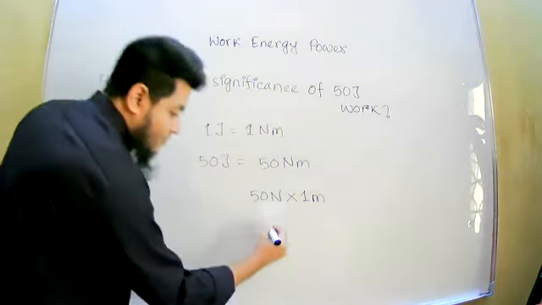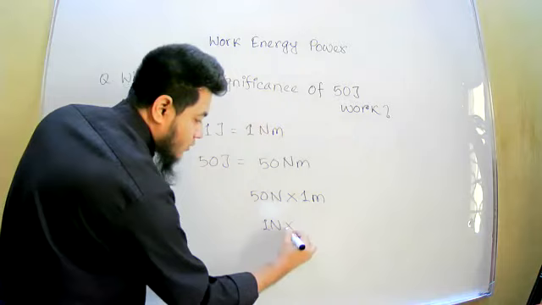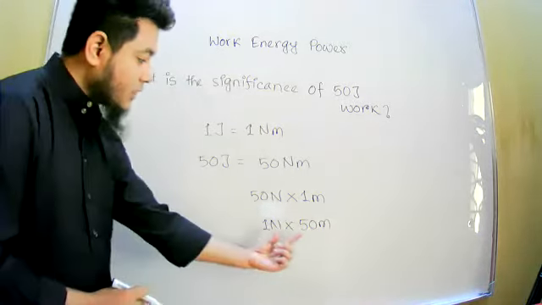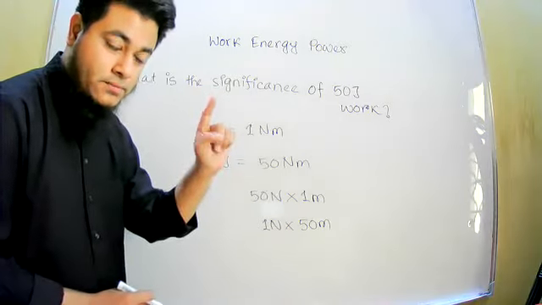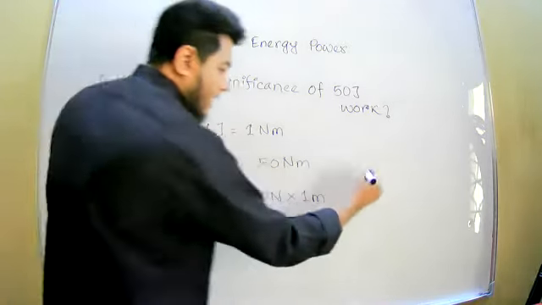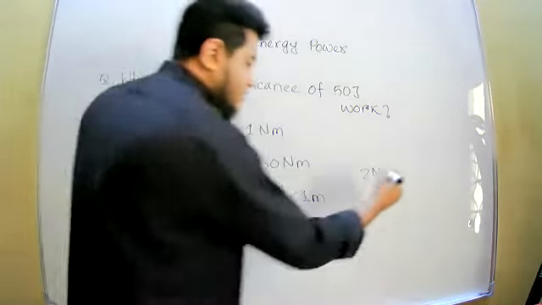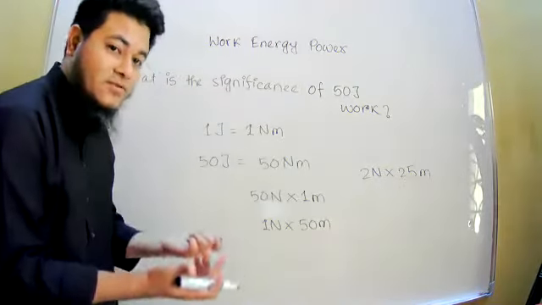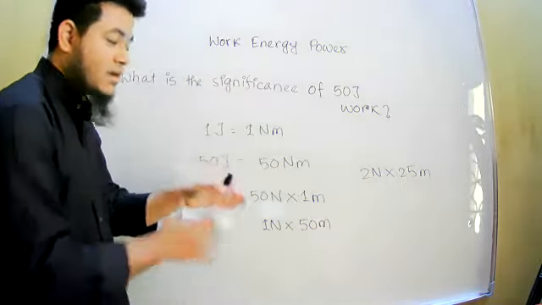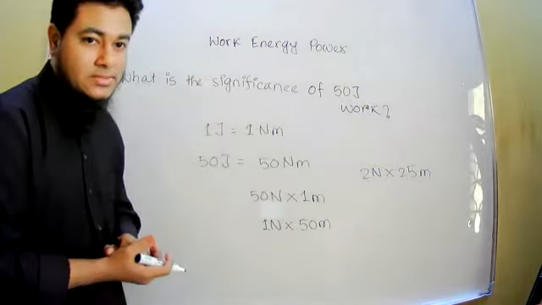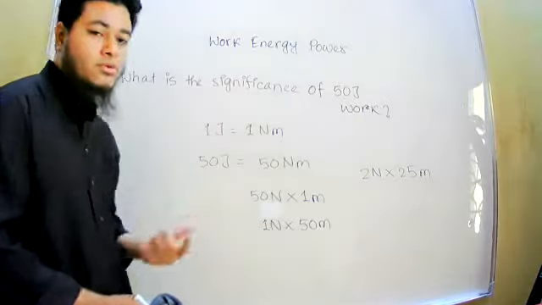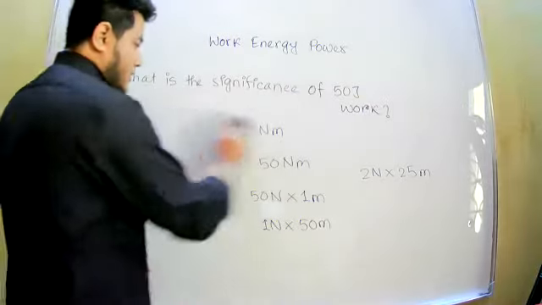Or if I apply 1 newton force on a body and I cause 50 meter displacement, then also I can say I have done 50 joule of work. Again, if I apply 2 newton force on a body and the displacement that is caused is 25 meter, 25 into 2, it is still 50 joule of work. So there are so many ways in which you can answer this question. Understood? The multiplication has to be equal to 50. That's it.